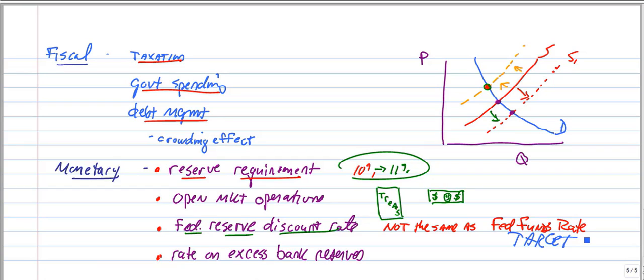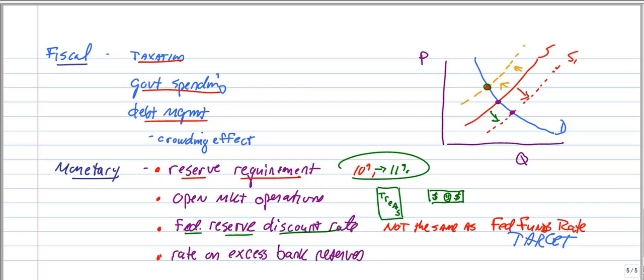They directly control the discount rate. They make the decision to increase it or decrease it, but the rate that they target is the federal funds rate, and that's because most banks don't borrow from the Federal Reserve. Most banks borrow from each other. So they use the other tools, specifically the open market operations, to try to actually nudge the federal funds rate in the direction that they want it to go.